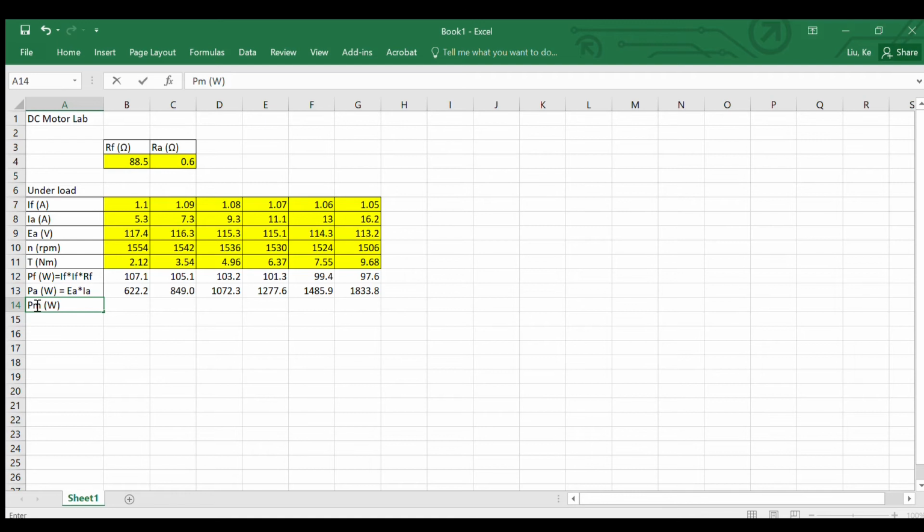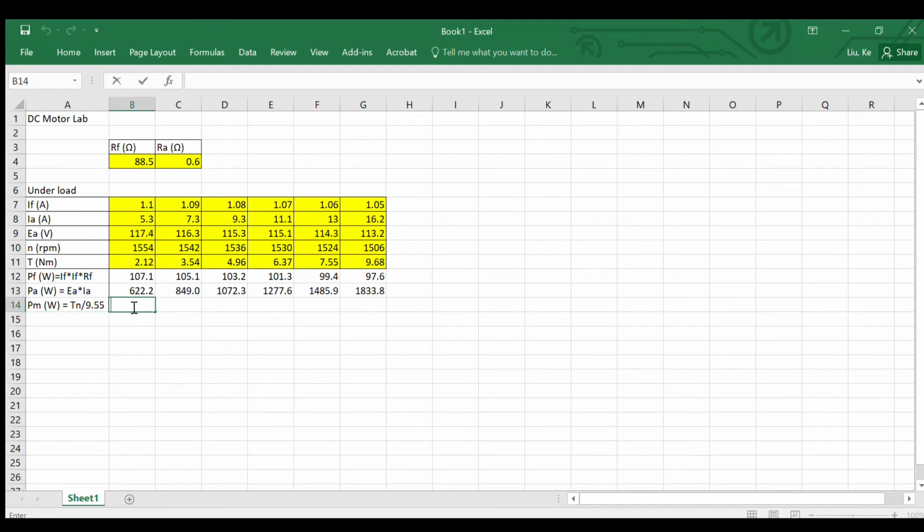Okay, and what is mechanical power? How can we calculate mechanical power again? Remember, torque times speed divided by 9.55, right? Okay, that's the formula. All right. Okay, so we make it a little bit bigger. So, all right. So now same thing.